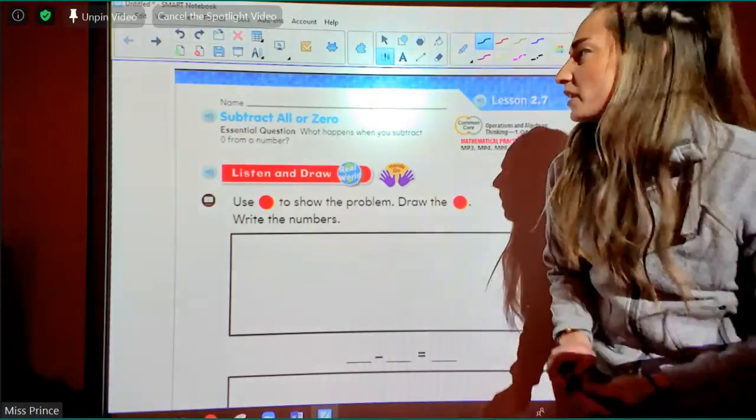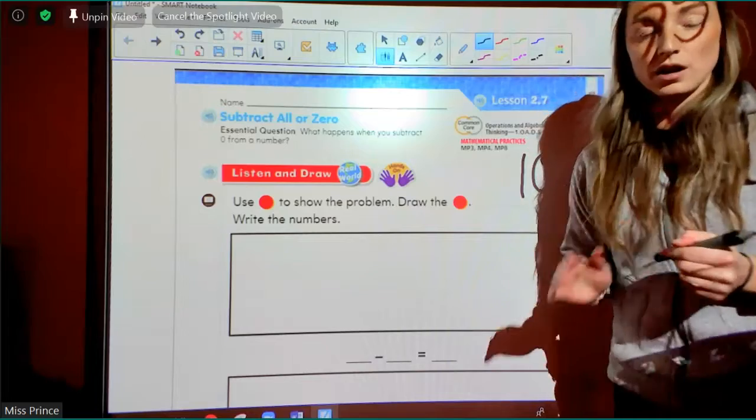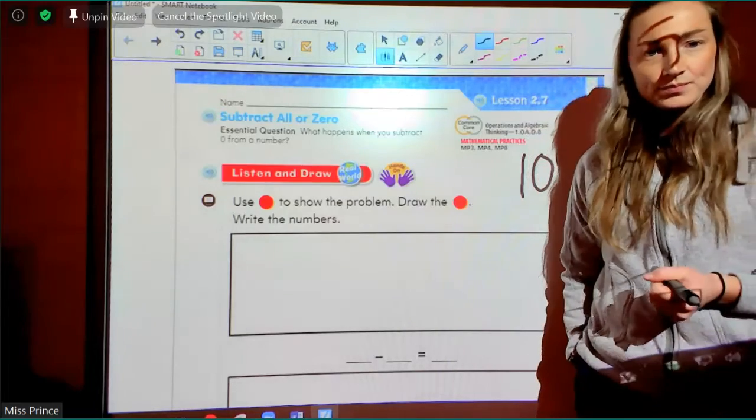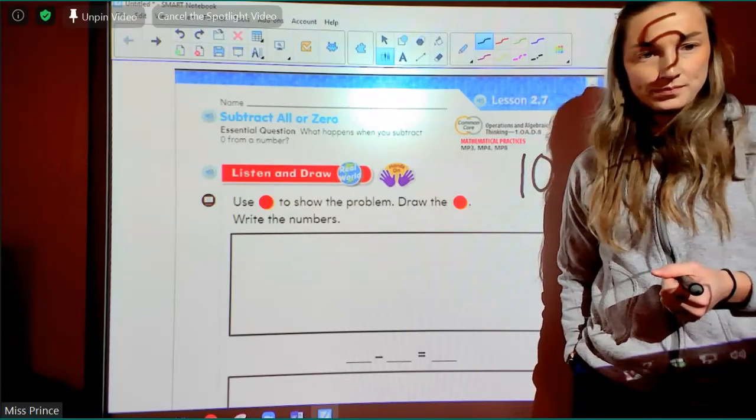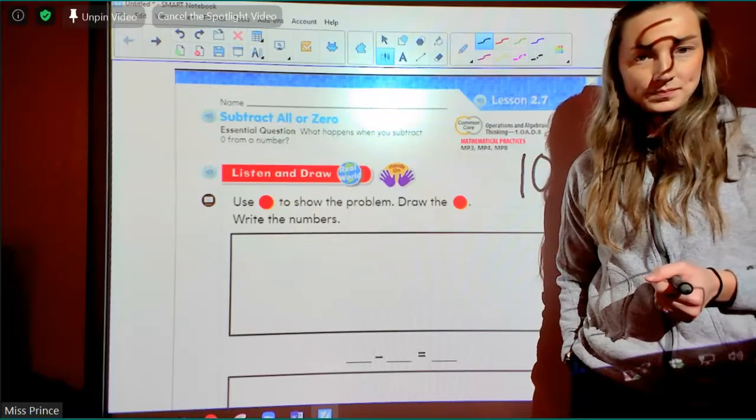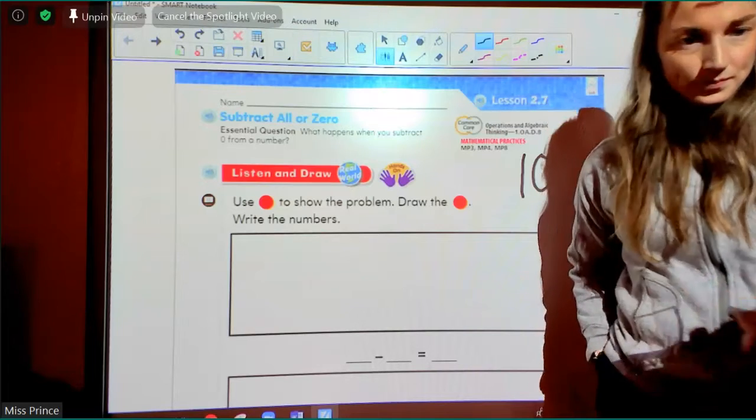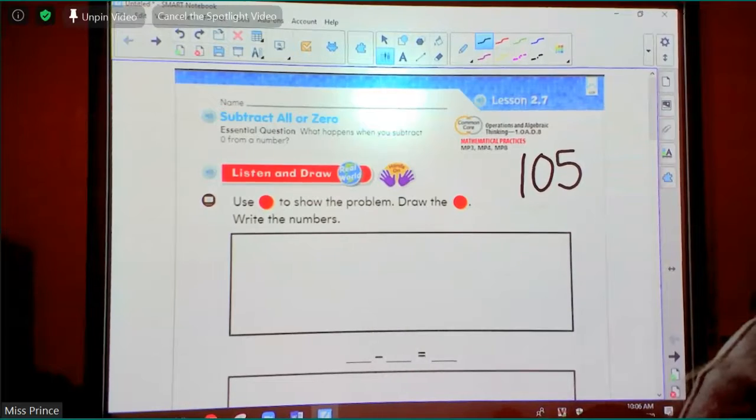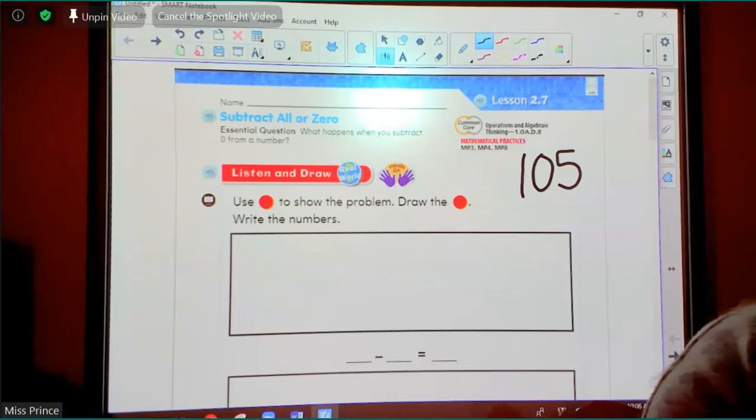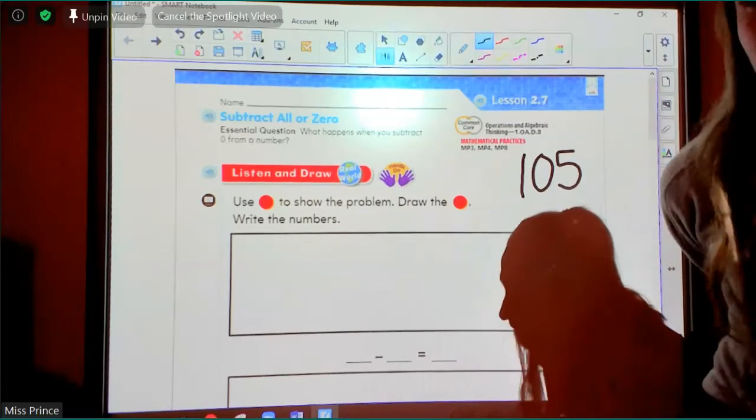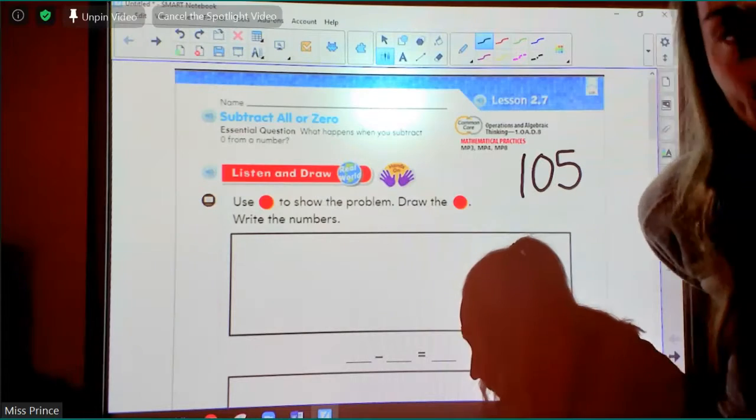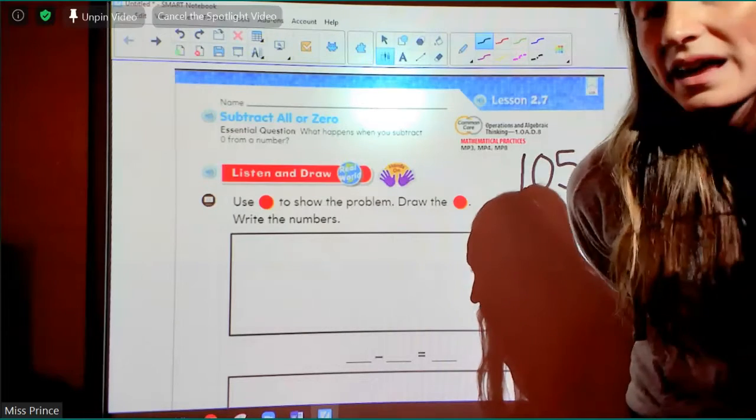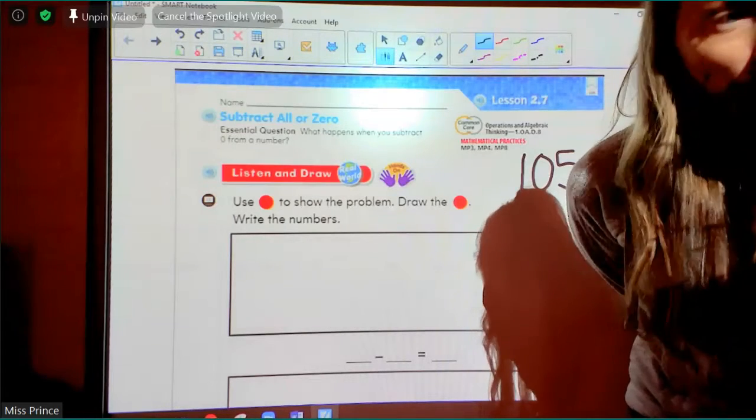Sophia, what do you think is going to happen when we subtract 0? I think it's just 0. If I have 5 pieces of candy and I take away 0 of them, how many pieces of candy will I have left? I'd still have them all, right?